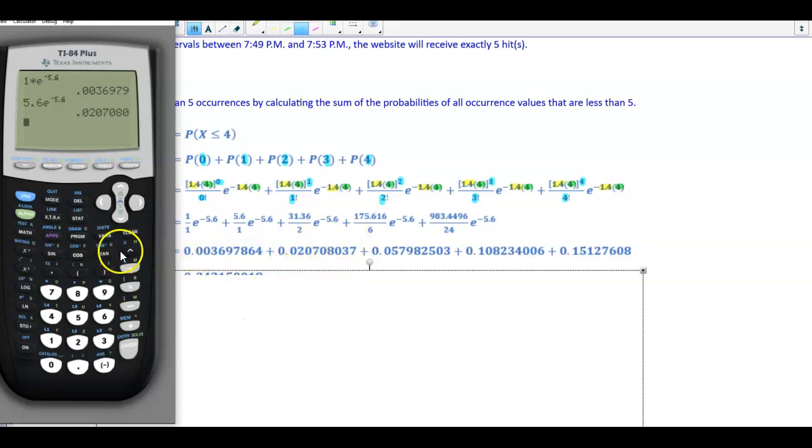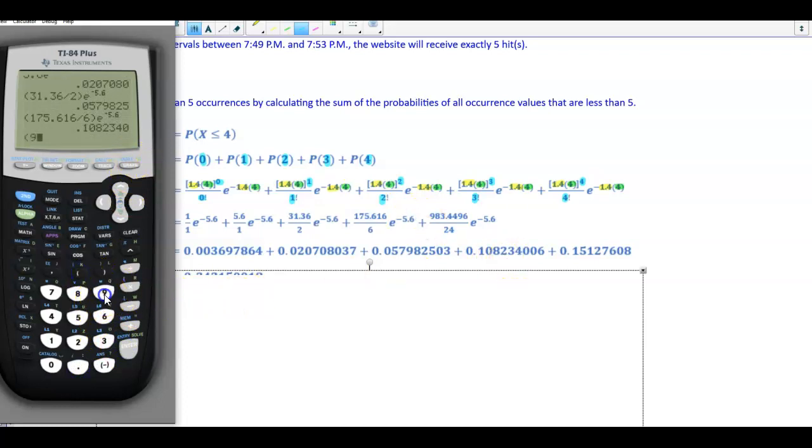0.0207080. And then over here in parentheses, just so that you can follow along here, we got 31.36. We divide that by 2, and then parentheses, and then we're going to multiply that by e to the negative 5.6, and that gives us 0.0579825. And then doing the next one, we have 175.616, and then divide that by the value of 6, and then we're going to multiply that by e to the negative 5.6. So using parentheses is really important here, and here we get that value.